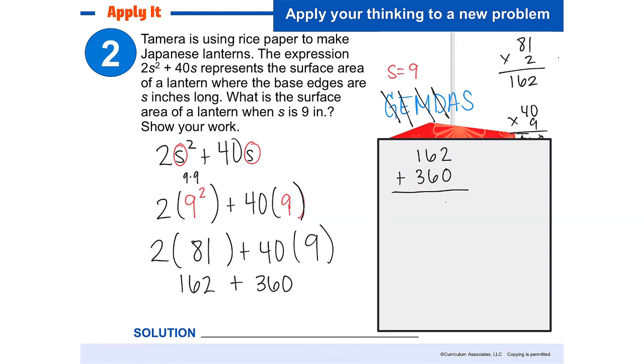So 2 plus 0 is 2. 6 plus 6 is 12. Carry the 1. 1 plus 3 is 4, plus 1 more is 5. So we have an area of 522. Okay. So I know that I've done that, and I have no subtraction, so I know my answer is complete.